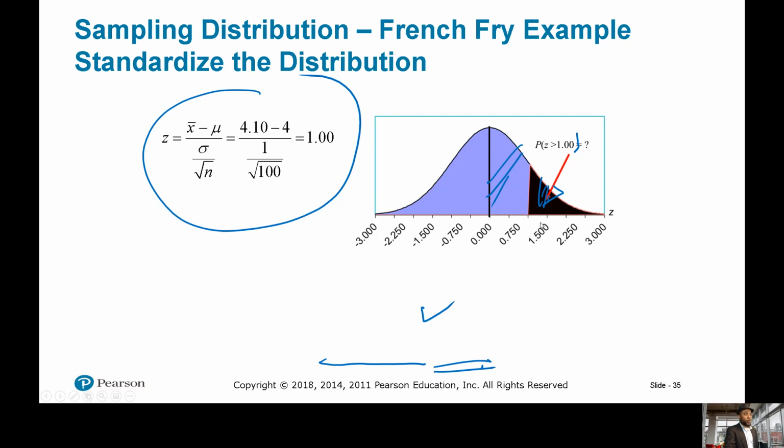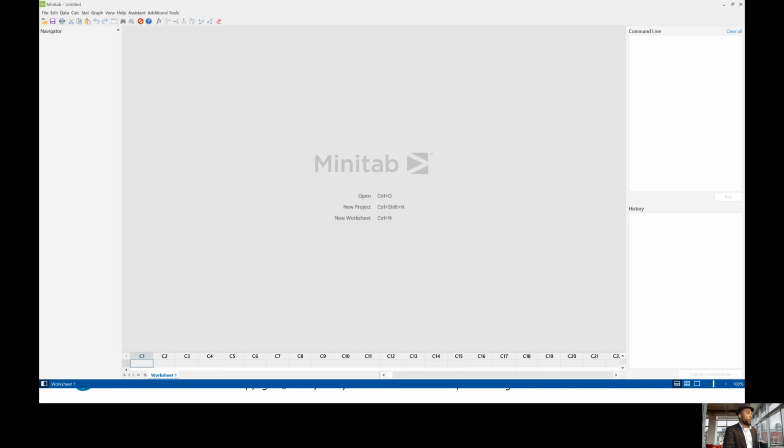Now that we have z, we have standardized, so this sampling distribution is our standardized distribution, and we want to find the probability that z is greater than 1. The mean here is 0 and the standard deviation is 1. We looked at this in chapter 6. So let's bring up Minitab.